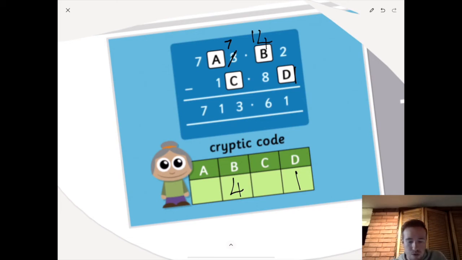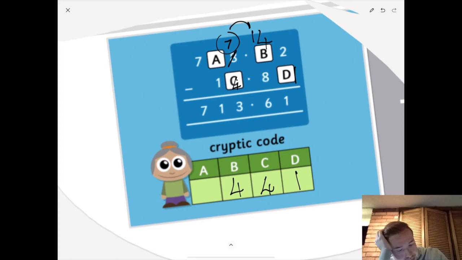Now we go over to the units column. 7 subtract something is 3, and this is where it's really important to follow the whole question through, because if you just try to do 8 subtract something is 3, you're wrong, because by the time you get to the units column it's not 8, it's become 7, because you've exchanged a unit into tenths. So you've exchanged one unit from there and put it into the tenths column. Okay, so 7 subtract something is 3, that's 4. Okay, so C is 4.